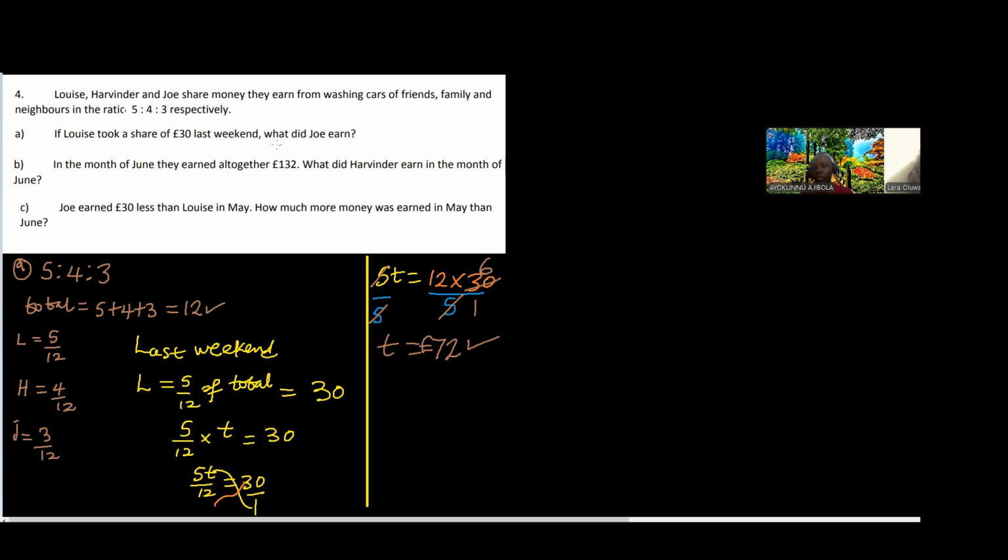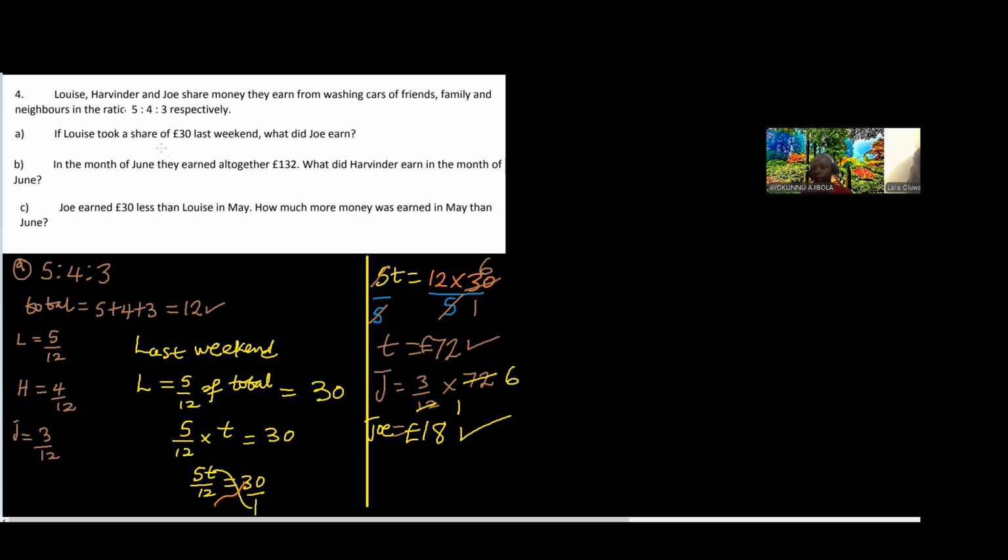Now we are finding what Joe earned. Joe earned 3 over 12 of the total, so Joe will be 3 over 12 times 72. Here we can divide by 12: 12 in 72 is 6, because 6 times 12 is 72. So what is 6 times 3? 18. So Joe earned 18 pounds. Is that clear to you?